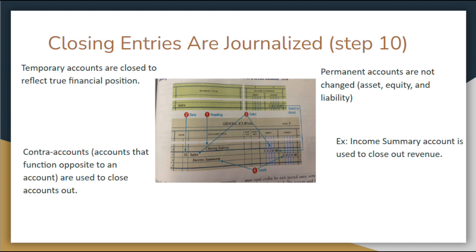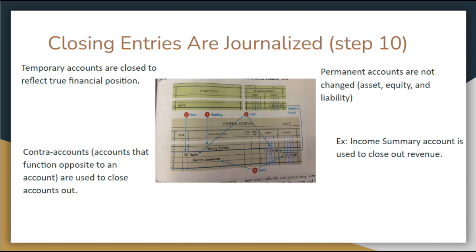So often for this, contra accounts can be used to close out temporary accounts. Sometimes it doesn't work that way. For example, with sales, income summary is not really a contra account. It's just used to summarize sales pretty much. And permanent accounts are not changed. Permanent accounts would be something like assets, equity, and liability.